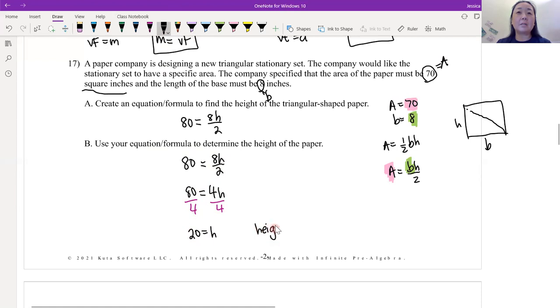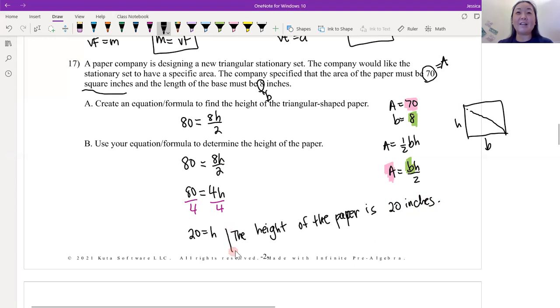height, I said the height of the paper, if I can spell paper, is 20. Remember, we're in inches, 20 inches. Which means it's a really big stationery. Like 20 inches is a little shy of 2 feet. It's a really big paper.